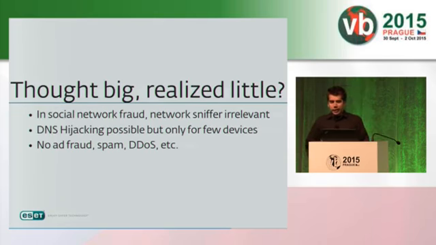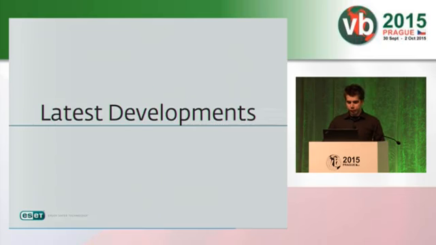So we're thinking that this thing thought big but realized little. The network sniffer is mostly irrelevant in the context of every site using HTTPS right now, but it could have been used for maybe more espionage-type activities. Also, the DNS hijacking is possible, but only used for very few devices, and we were never able to trigger it to see it in action. Again, it could have made use of the good IP reputation of the victims. It could have done ad fraud, spam, DDoS, or just generic VPN services, but it didn't do any of that.